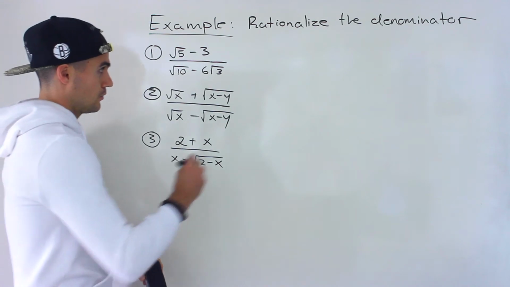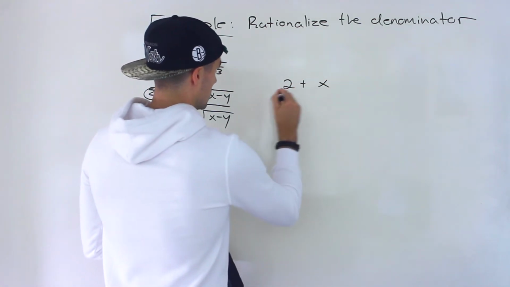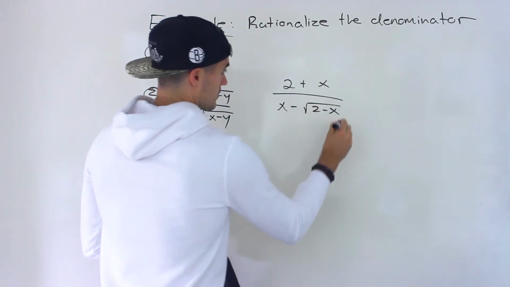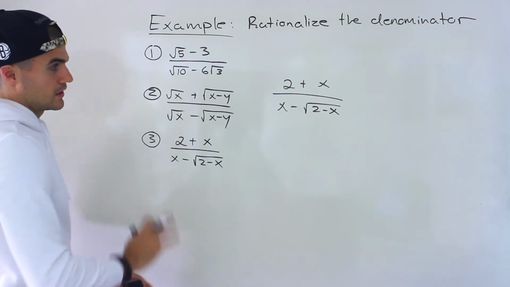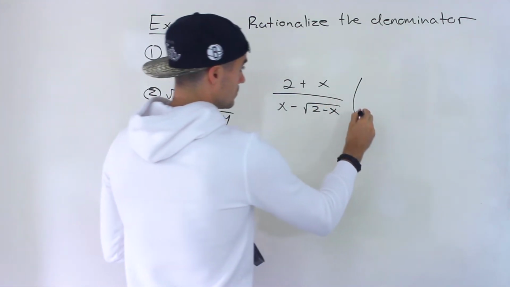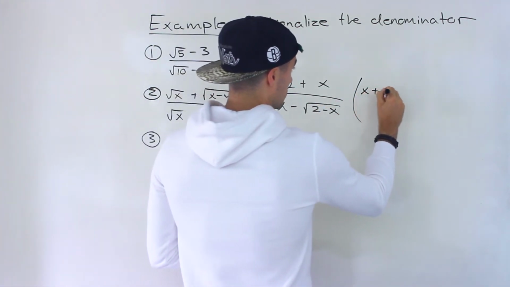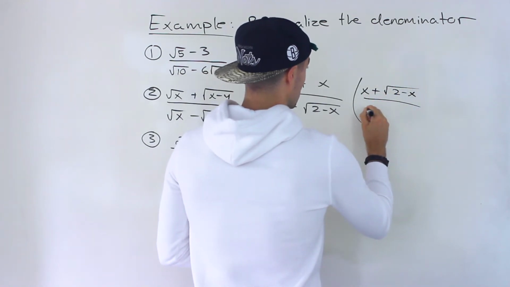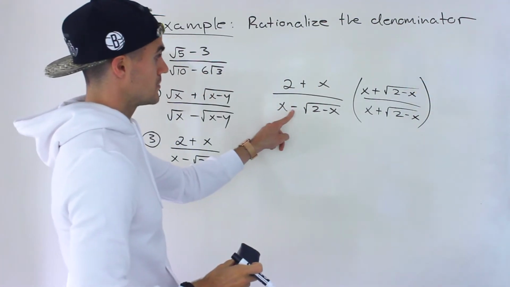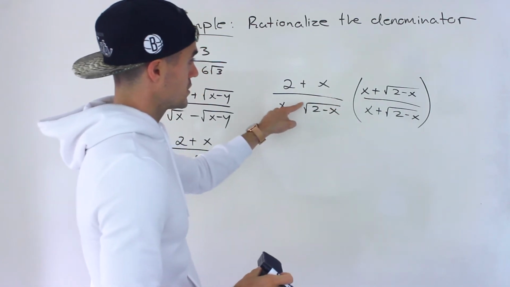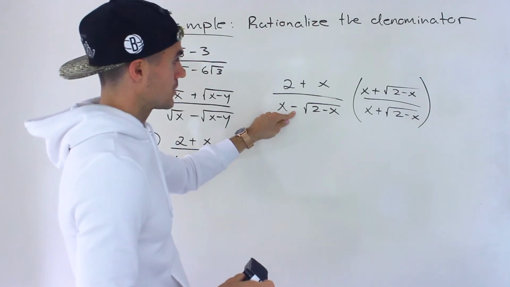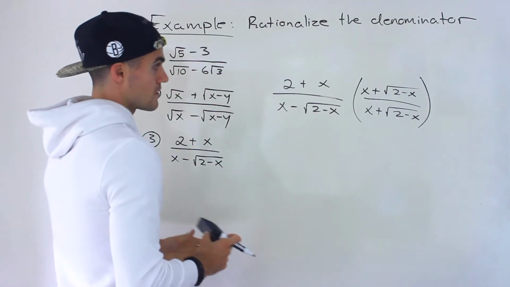Moving on to number 3 now, we have 2 plus x over x minus root 2 minus x, like that. Notice here, nothing can simplify, no radicals can simplify, so we can get straight into rationalizing this. So we would multiply by the conjugate of the denominator, like that. So notice we just changed the sign in the middle. This sign doesn't change, right? This is a whole expression here. We have to keep that the same, keep this the same. Only the sign in the middle is changing. Okay, so we end up with that right there.